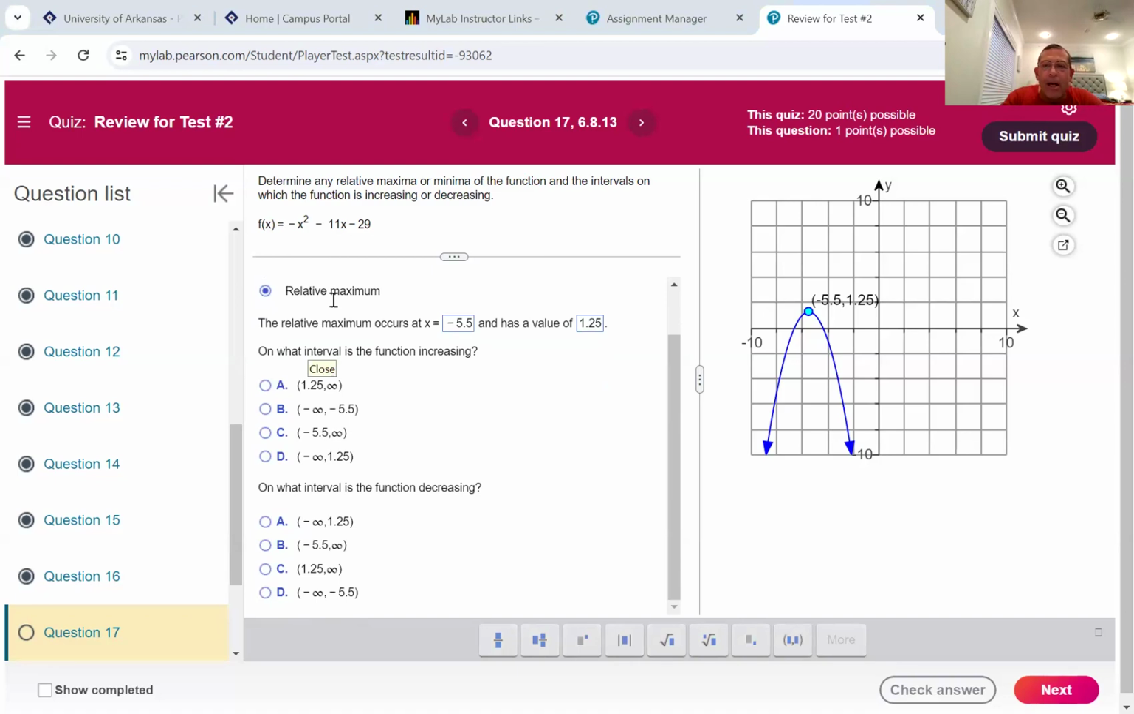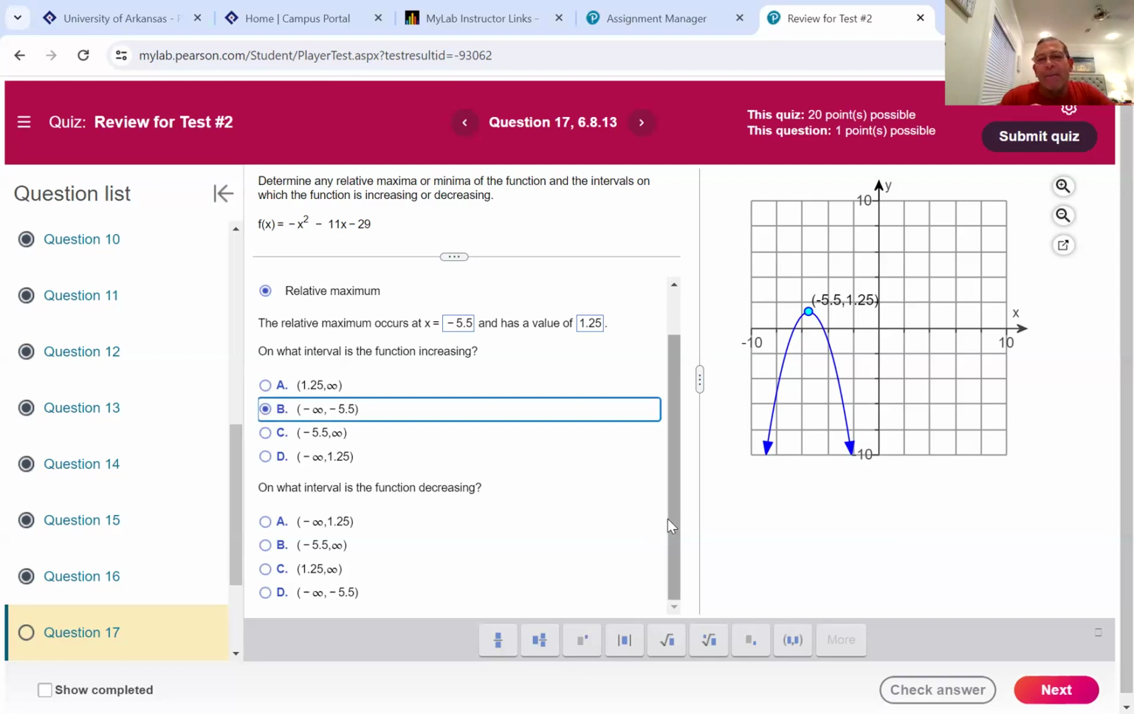So I'm getting a lot of B's. So let me see what B is. Perfect. Y'all stayed with the X's. And it's starting on the left side, going uphill as I come in from negative infinity until I get to that X value, negative 5.5. So good job, y'all. So we're putting B.